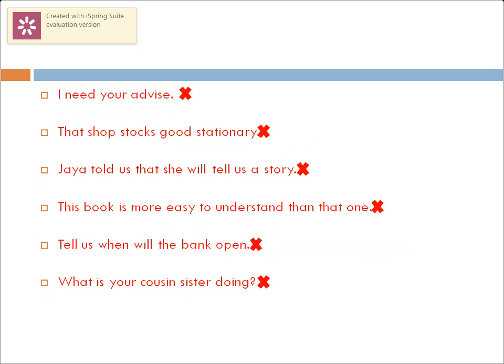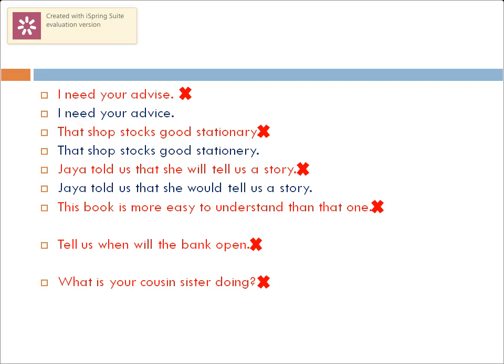Some other errors include this. I need your advice. Here, advice is a verb. Actually, the correct form would be, I need your advice, a noun form. The shop stocks good stationery. The word stationary is a wrong usage of vocabulary. Stationary actually means stationed at a place, but stationery, ERY, denotes books and writing materials.